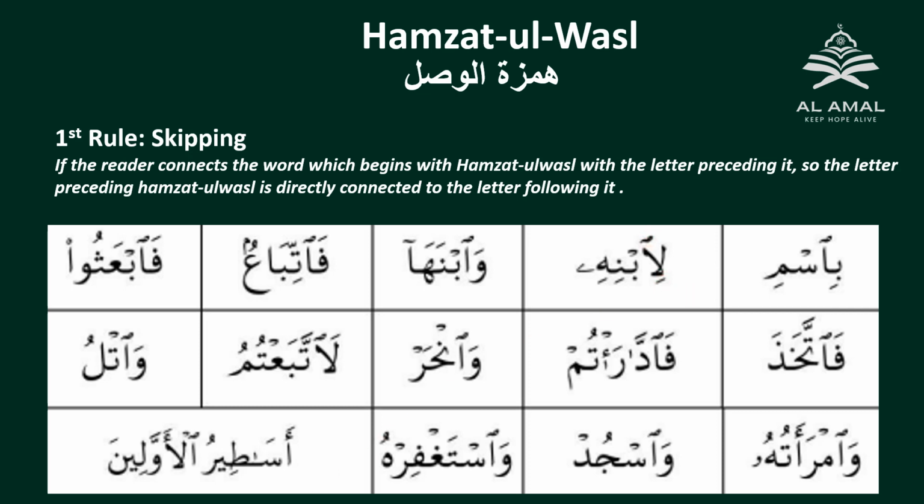So for example, if this ba is not there, how am I going to read this? This is going to be read as ismi. But because there is a letter before the Hamzatul Wasl, I'm going to read bismi. That means I skipped the Hamzatul Wasl. I didn't read it. Got it?